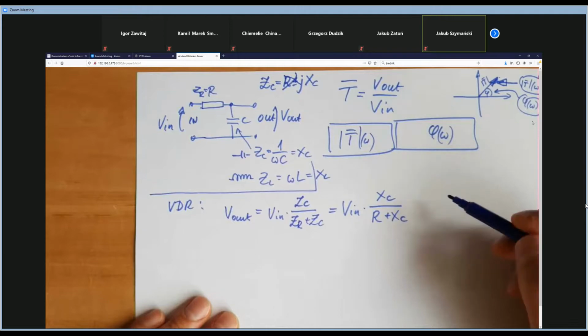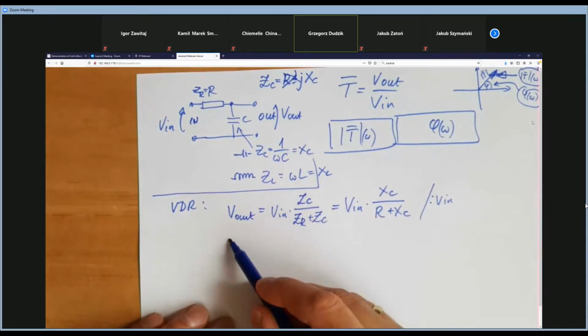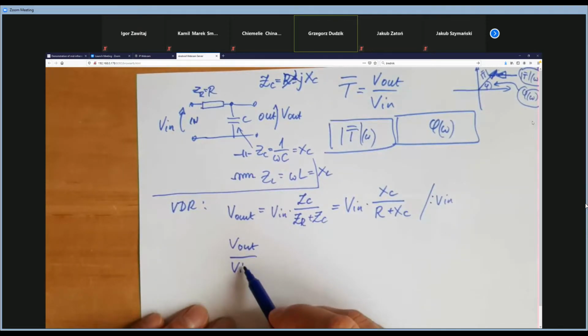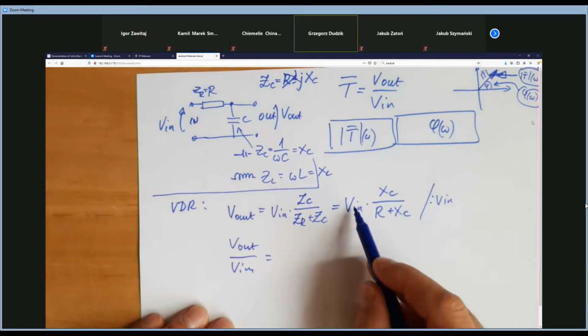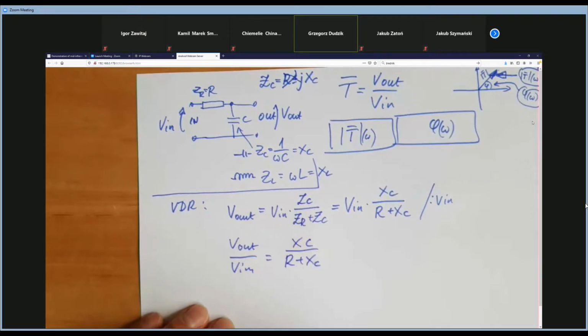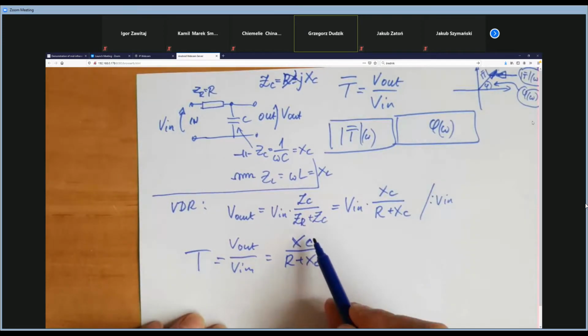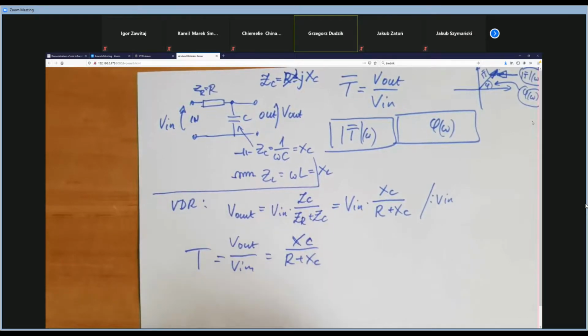And look, if I divide both sides of the equation by V in, V in will be reduced on the right side of the equation. I will get XC over R plus XC. So what is V out over V in? This is the transmittance. All right, so our transmittance is given by that formula: XC over R plus XC.